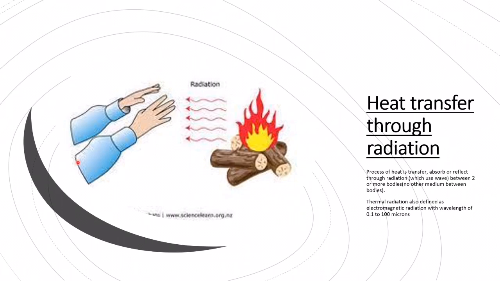As you can see here, between the fire and the hand, there is no other medium such as wood or metal, but the heat can still radiate from the fire to the hand. Thermal radiation is also defined as electromagnetic radiation with a wavelength of 0.1 to 100 microns.